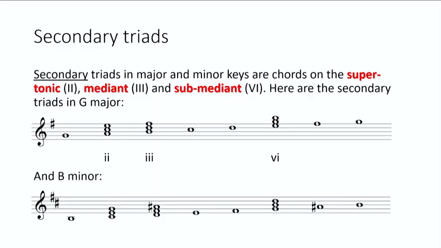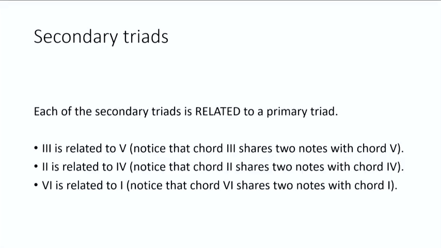Now, if you have primary triads, you also have secondary triads. Secondary triads in the major and minor keys are chords on the supertonic, that's chord 2, the mediant, chord 3, and the submediant, chord 6. Here are the secondary triads in G major. You can see them there. Chord 2 is starting on an A, chord 3 is starting on a B, and chord 6 is starting on an E. And you can also see them in B minor. I've just put them underneath. If you look at the screen, same thing, chord 2, chord 3, and chord 6.